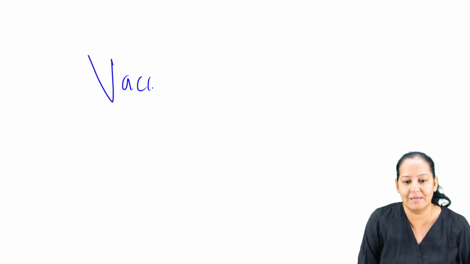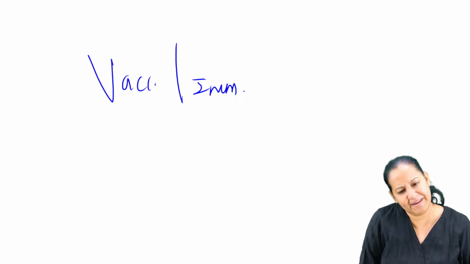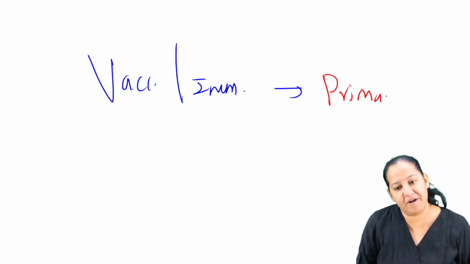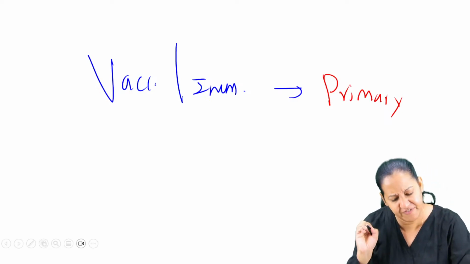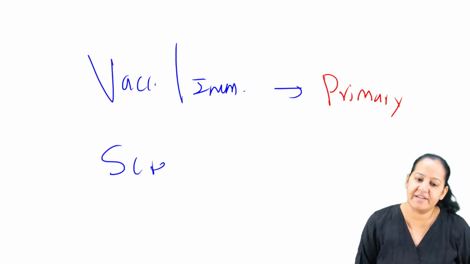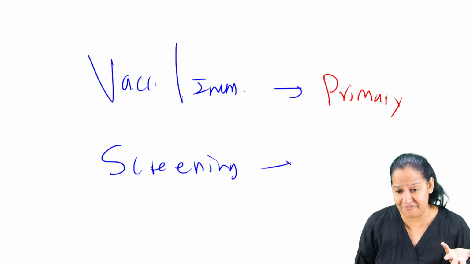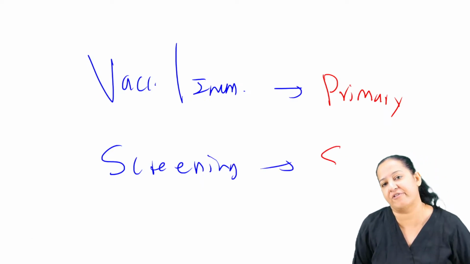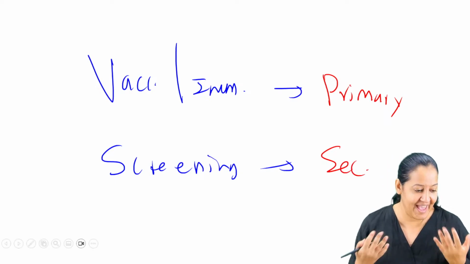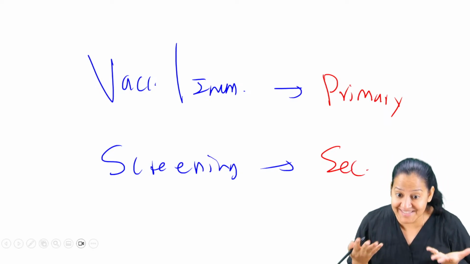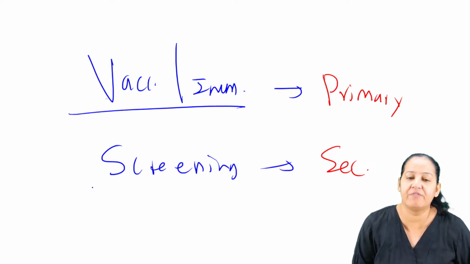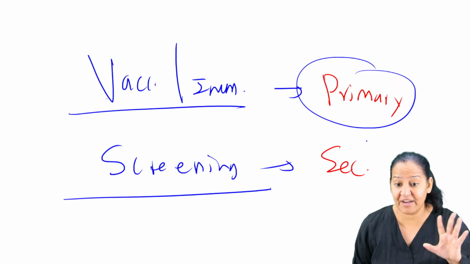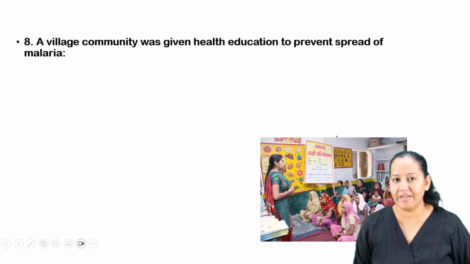All vaccines or immunization, please learn. Vaccine and immunization are one and the same thing. It is primary level of prevention. Please learn. You very frequently get a question on that. And all screening tests, whatever the screening test may be, different time, different exam, all screening tests are secondary level of prevention. Please learn it. Every exam, every time you get different examples, different vaccines, different screening tests. But any vaccine is primary level. Any screening test is secondary level. You are getting my point?